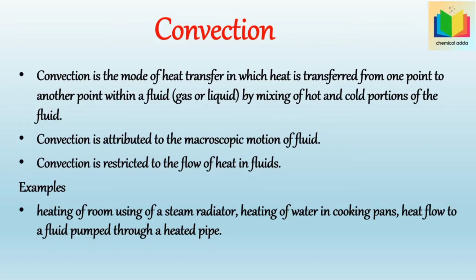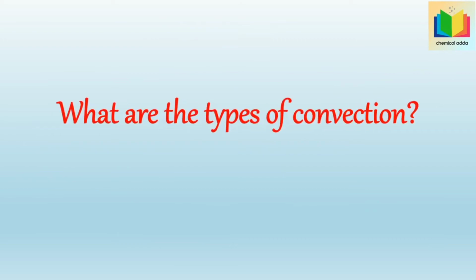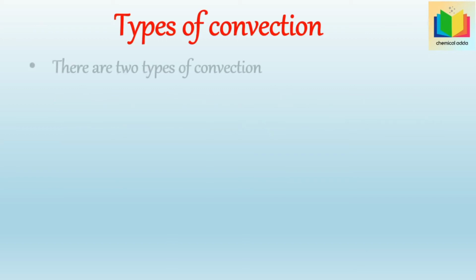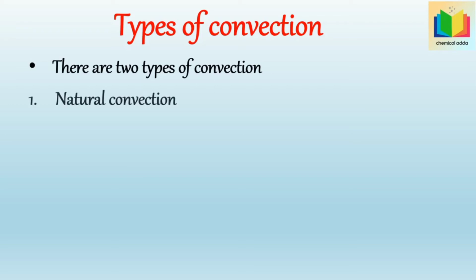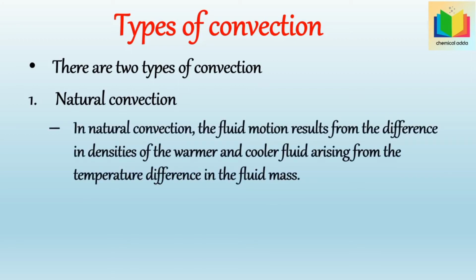Now, next question. What are the types of convection? There are two types of convection. First is natural convection. In natural convection, the fluid motion results from the difference in densities of the warmer and cooler fluid, arising from the temperature difference in the fluid mass.